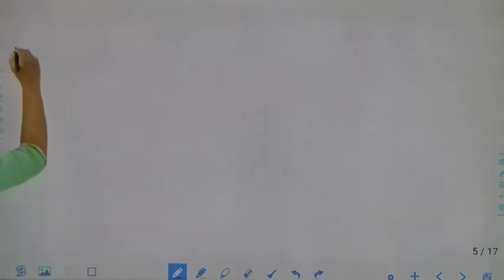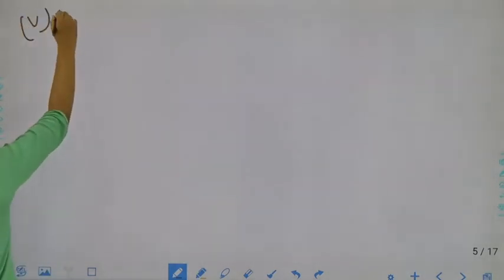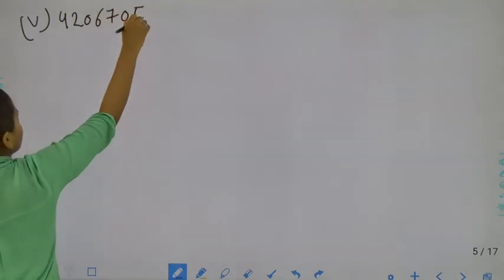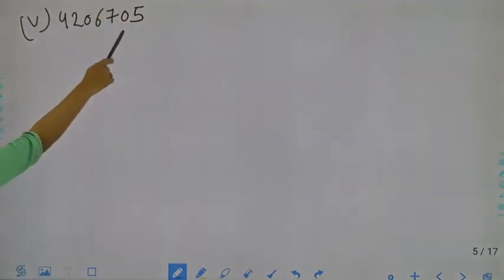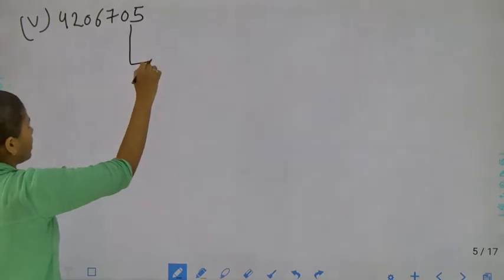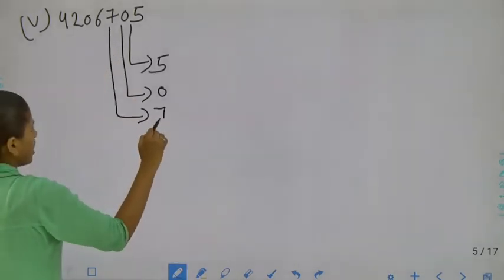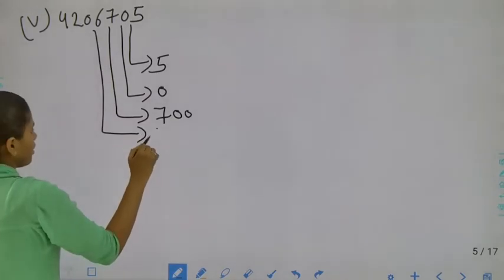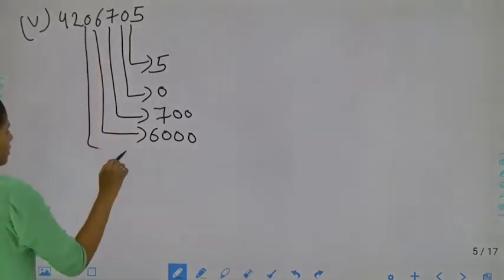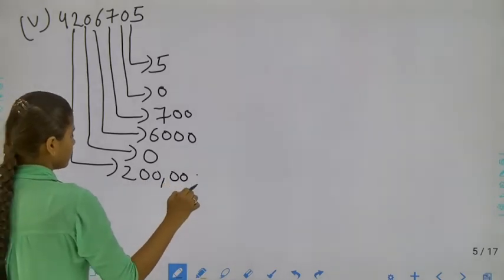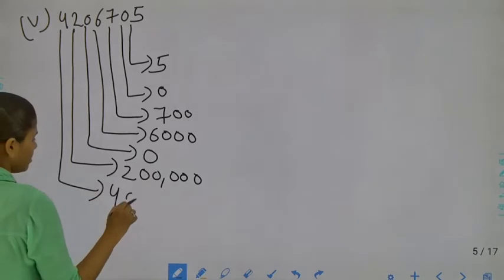That is fifth part. 4,20,000. That is 42 lakh. Ones, tens, hundred, thousand, 10,000, lakh, 10 lakh. That is 42,06,705. Again we have to write in the expanded form. Ones, tens, hundred, thousand, 10,000, lakh, that is 2 lakh, and 10 lakh, that is 40 lakh.